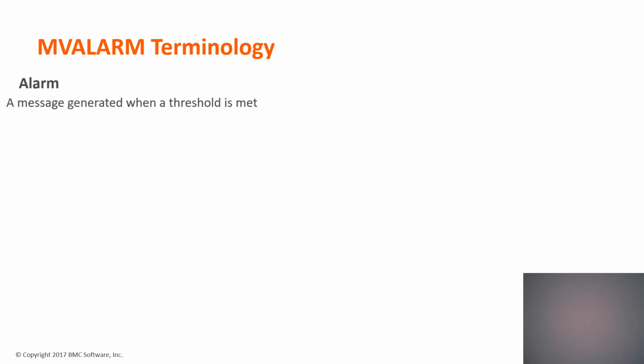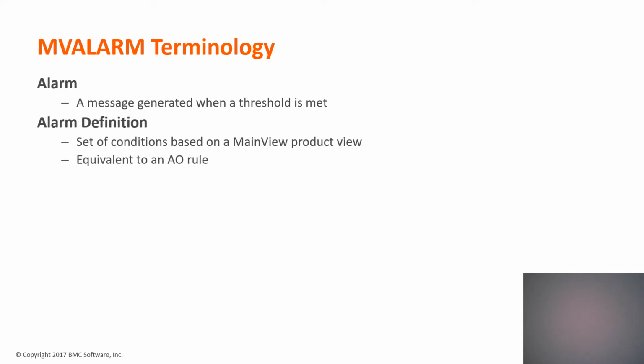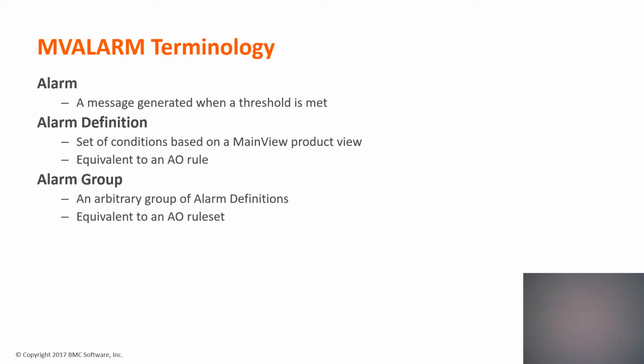Now I want to take a minute to cover some basic terminology related to Alarm Manager. An alarm is a message that's generated when a threshold is met or exceeded. An alarm definition is a set of conditions based on the MainView product view where the exception would be generated from Alarm Manager, and it's essentially the equivalent of an AO rule. It consists of a condition that you need to evaluate as true and then an action that you want to take. An alarm group is an arbitrary group of alarm definitions, and it's the equivalent of an AO rule set.